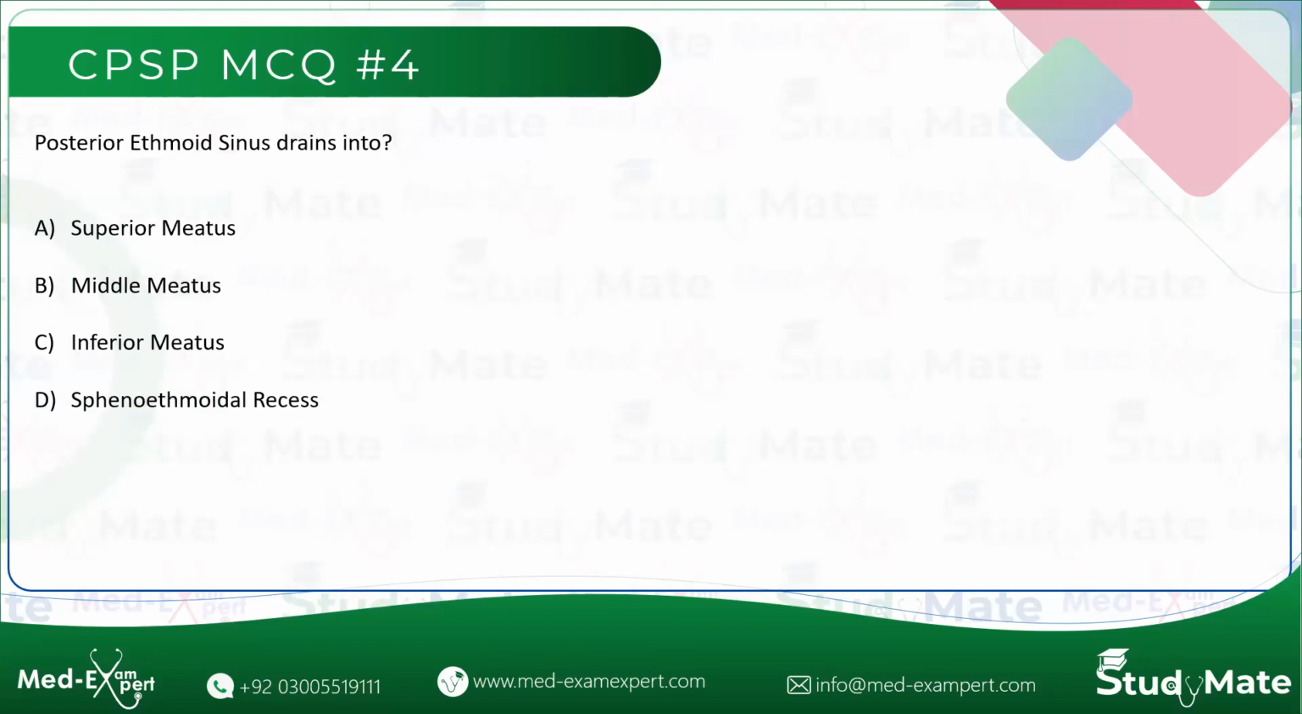Okay, so the last MCQ of today, the CPSP past MCQ: posterior ethmoid sinus drains into A, superior meatus, B, middle meatus, C, inferior meatus, or D, sphenoethmoidal recess. So what do you think is the correct answer? So I can see many correct answers that it drains into the superior meatus.